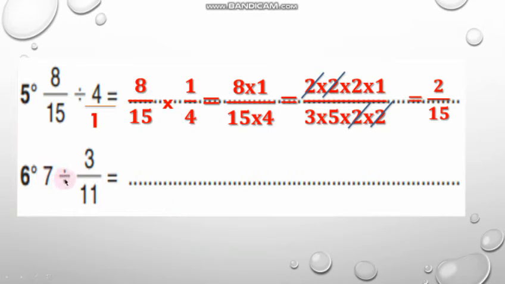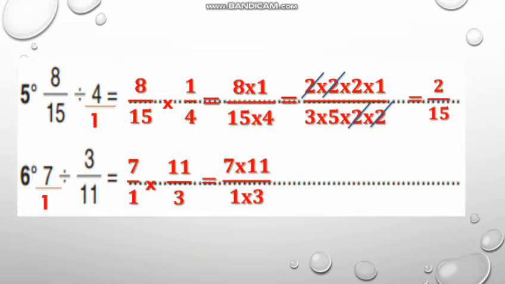Now I have 7 divided by 3 over 11. Also I write 7 over 1 times 11 over 3. Now I have 7 times 11 over 1 times 3 equals 77 over 3.